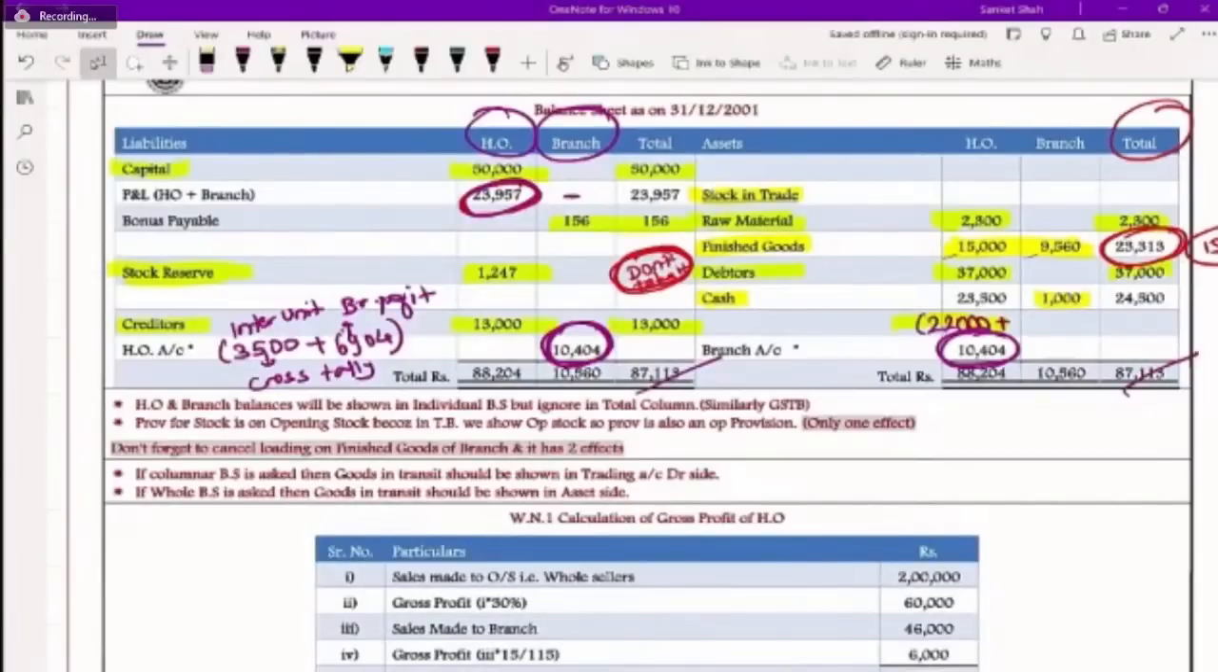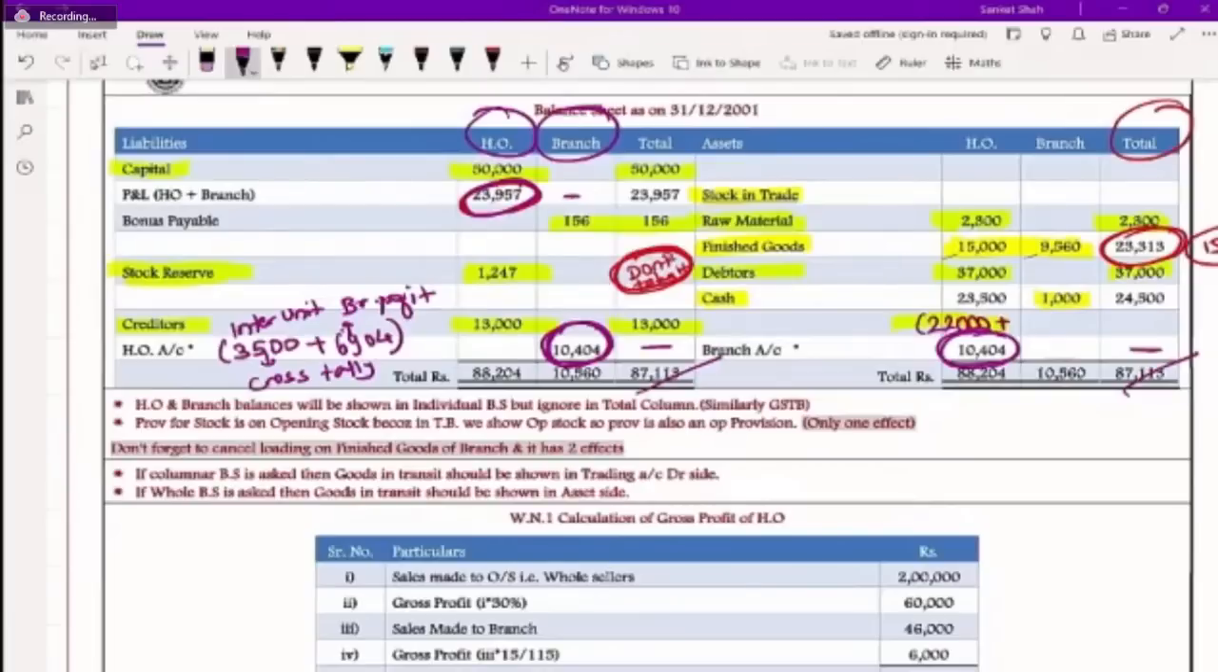and your head office profit will get merged with branch profit, and therefore you are getting a standalone balancing figure of 10,404, but it is nothing but 3,500 plus 6,904. 6,904 is the branch profit and inter-unit is 3,500, and your balance sheet is not going to tally for standalone, but in the total column, don't take it, beta. In the total column, it will get eliminated.